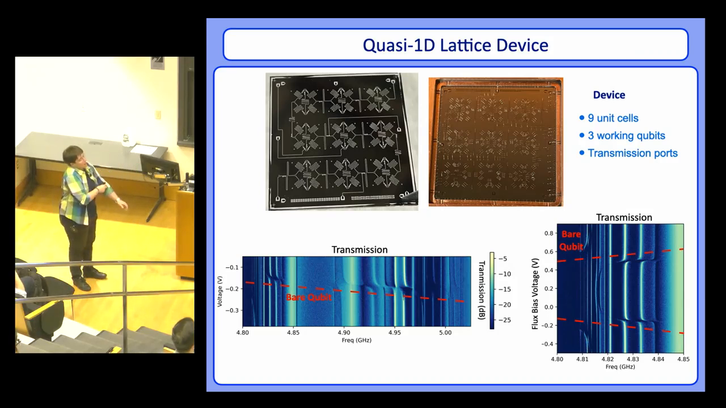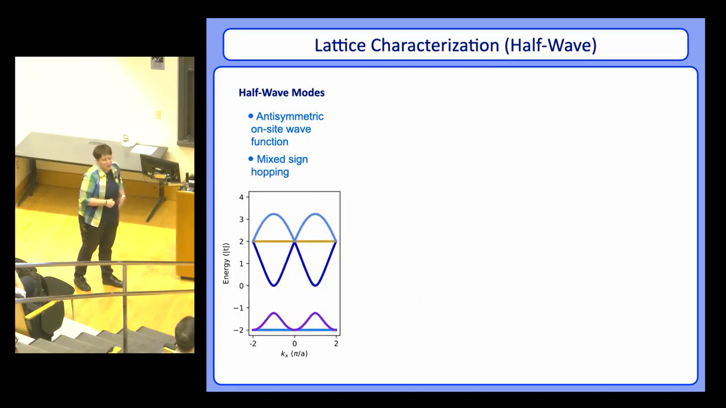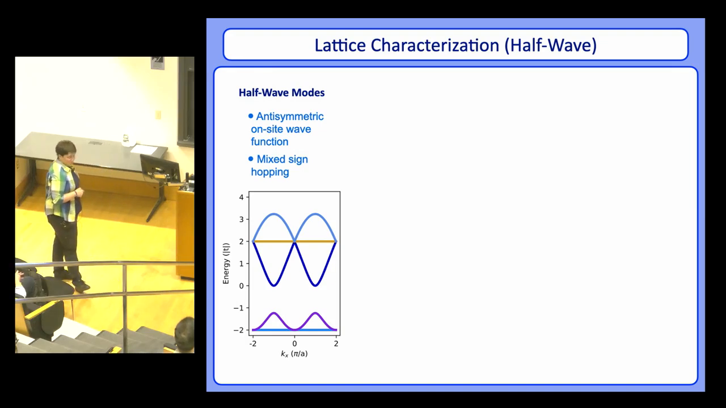And so what we've really spent the last year doing is trying to verify that we built the lattice that we set out to build, and that we can develop good measurement techniques for understanding it.